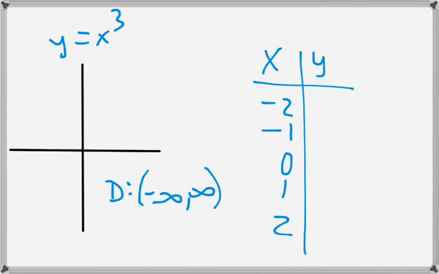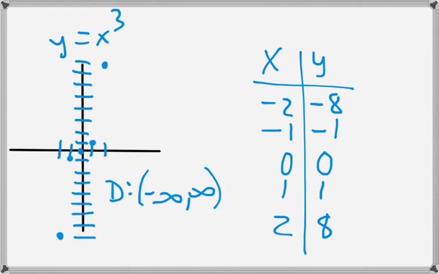So negative 2 cubed is negative 8. Negative 1 cubed is negative 1. And so on. Okay, so I've plotted my points, and you can imagine that as we take larger and larger values of x, like 3, 4, 5, the y values are going to get really big, and similarly if we take more negative x values, the y values will continue to get more negative as well.